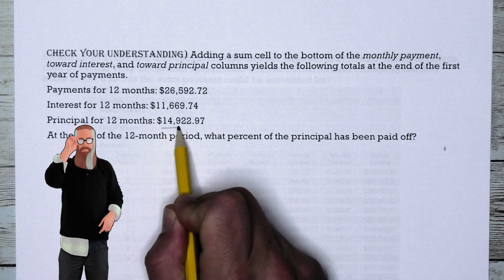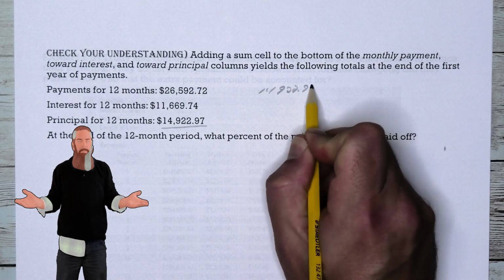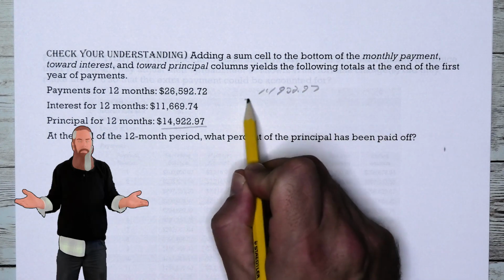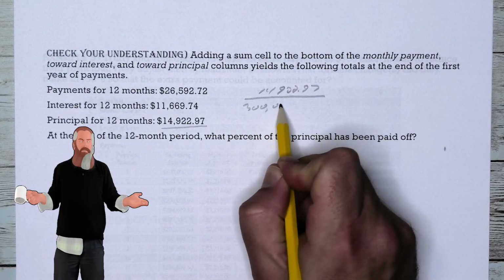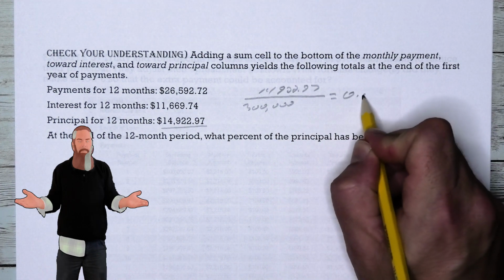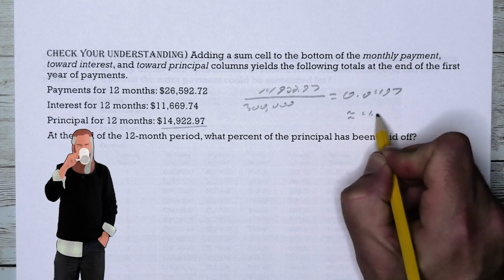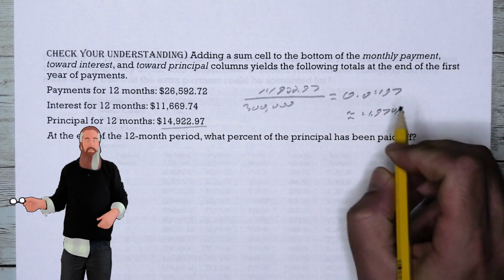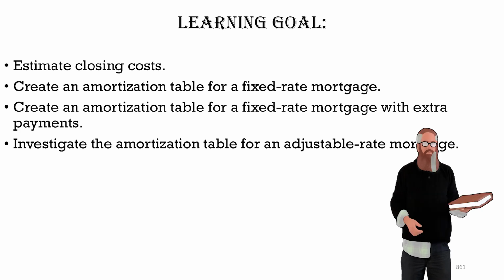So we know the amount of principal that was paid was $14,922.97. Now, this is out of the total $300,000 that was borrowed. This means that we're going to wind up with 0.0497, or approximately 4.97%.